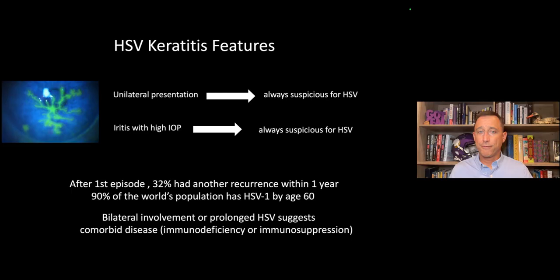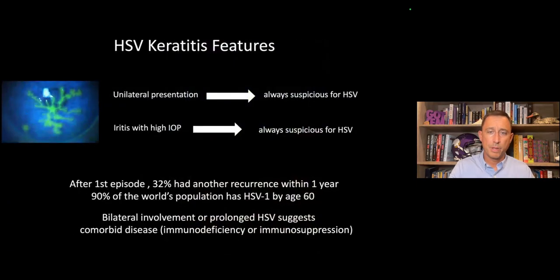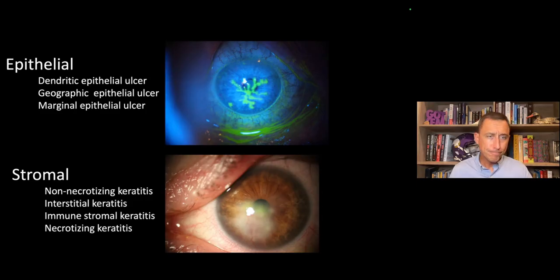Keep in mind that after the first episode, 32% of these patients have another reoccurrence within 1 year. That's a key number there. After first episode, 32% of these patients have a reoccurrence in 1 year. We'll talk about prophylactic therapy here in a little bit. 90% of the population has HSV1 by the age of 60. And so these patients will be walking into your clinic. Typically will be unilateral. If you see bilateral, it's very likely not HSV. There's something more sinister going on.